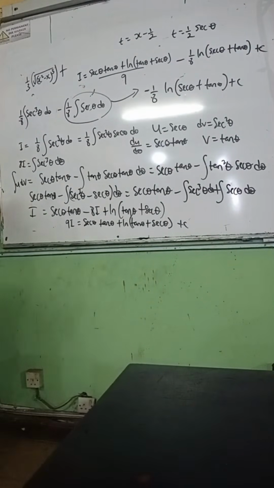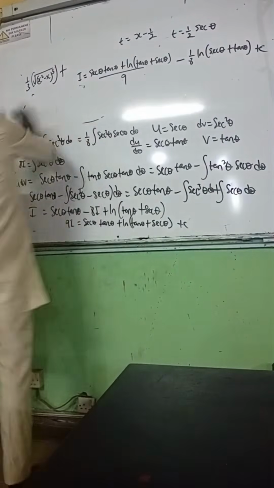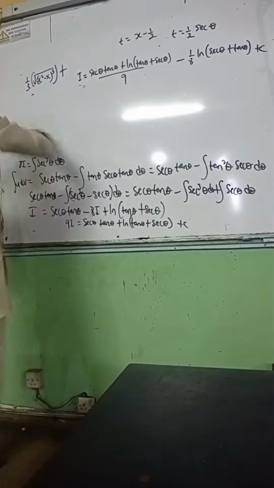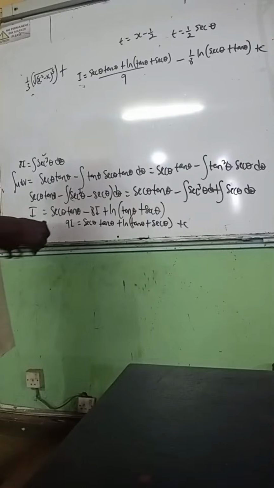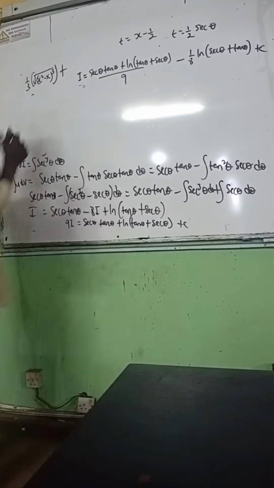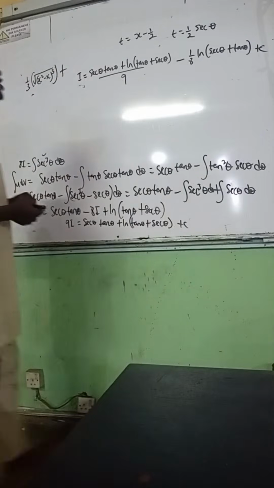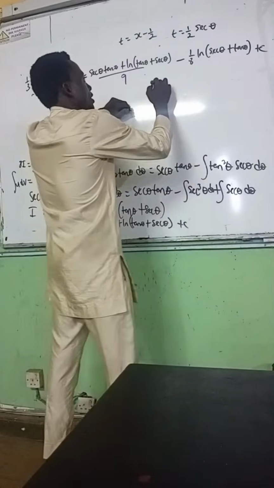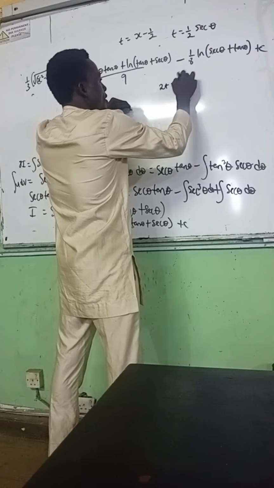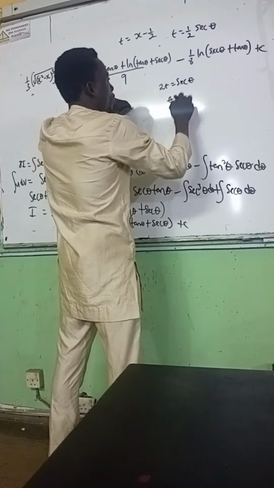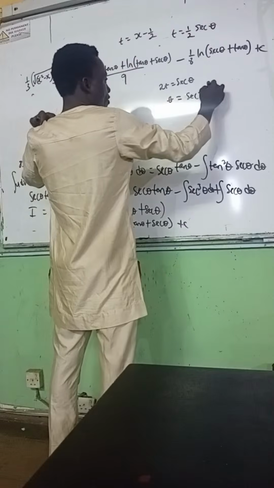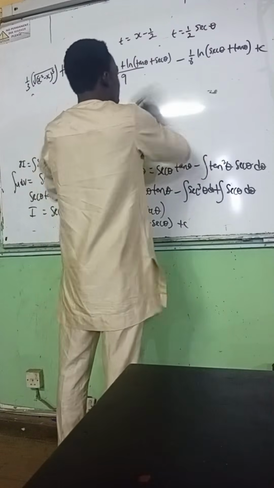Plus c. So we've gotten it. Just for us to add this to this now, we are done. But before we can add this, let's bring in theta. If t equals 1 over 2 sec theta, that means 2t equals sec theta. That means theta equals what? Sec inverse of 2t. So we are bringing in sec inverse of 2t.